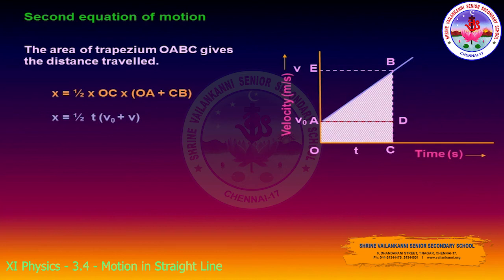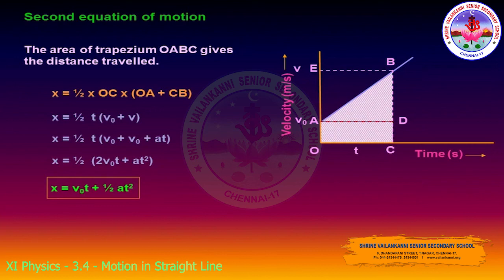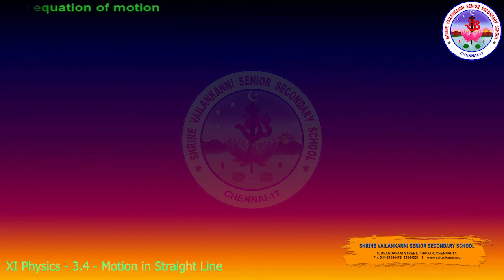So x is equal to half into OC, which is nothing but T, and OA plus CB, which is V naught plus V, right? So x is equal to half into T into V naught plus, we already know V, which is equal to V naught plus AT, right? So x is equal to half into T into 2 V naught plus AT, right? So x is equal to V naught T plus half AT square. So this is the second equation.